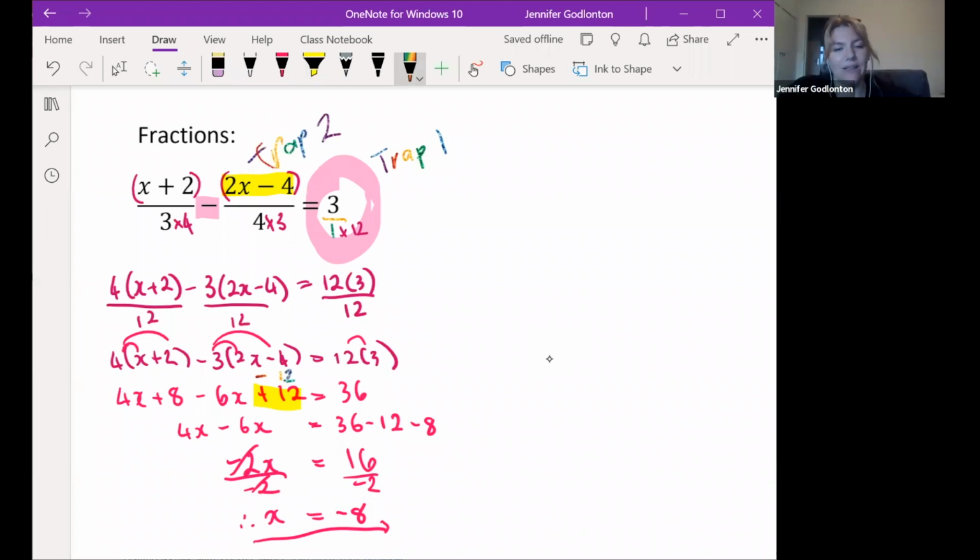Any trap 2 fallers? Let me know. So far we have someone who went into trap 1. Yep. Okay. Those are our 2 big traps. So in order to avoid these traps in the future, as soon as you see a whole number, put it over 1. And as soon as you have more than one term in your numerator, just put brackets around it straight away. And it'll stop you from making those mistakes.